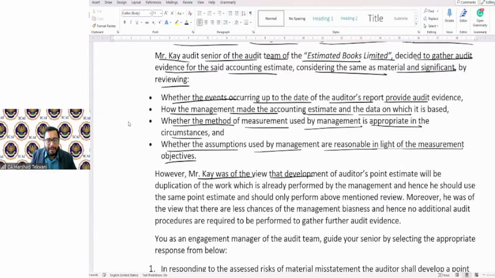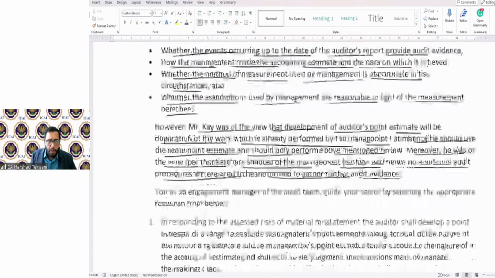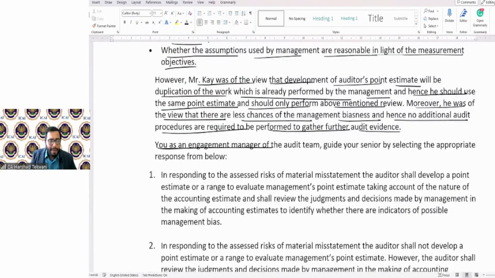However, Mr. K was of the view that developing the auditor's point estimate would be duplication of the work already performed by management, and hence he should use the same point estimate and only perform the above-mentioned review. Moreover, he was of the view that there are fewer chances of management biasness, and hence no additional audit procedures are required to gather further audit evidence. You, as the engagement manager of the audit team, guide your senior by selecting the appropriate response from below.